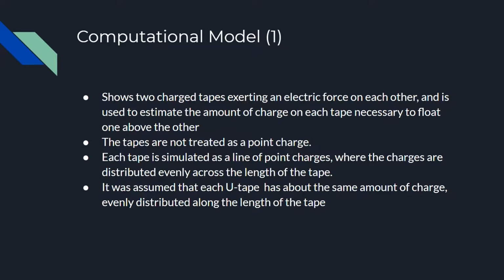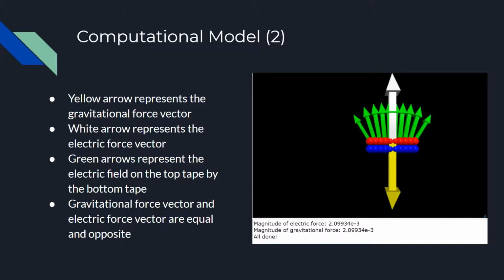In the computational model, the yellow arrow represents the gravitational force vector, the white arrow represents the electric force vector, and the green arrows represent the electric field on the top tape by the bottom tape. Take note that the gravitational force vector and the electric force vector are equal and opposite.